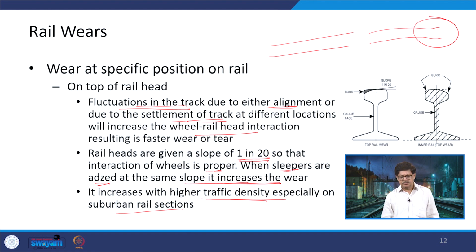So, there is a higher traffic density, continuous movement of trains every 3 minutes, every 6 minutes, 8 minutes, 10 minutes there is a train moving on the track, and many of the times they are full, completely loaded. So, that load which is coming will also increase the wear.